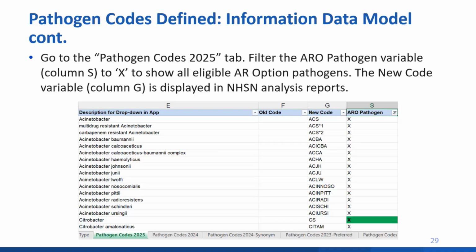Once you have opened the IDM spreadsheet, go to the Pathogen Codes 2025 tab, and filter the ARO pathogen variable, which is column S in this screenshot, to X to show all the eligible AR option pathogens. The new code variable, which is column G, contains the list of pathogen codes that are displayed in the NHSN analysis reports. So you can search for the pathogen code in column G and look at the corresponding row in column E, which is the description for drop-down in app, to see what pathogen the code represents. Again, Acinetobacter is the first one, and that code is ACS. Acinetobacter baumannii is ACBA, etc.